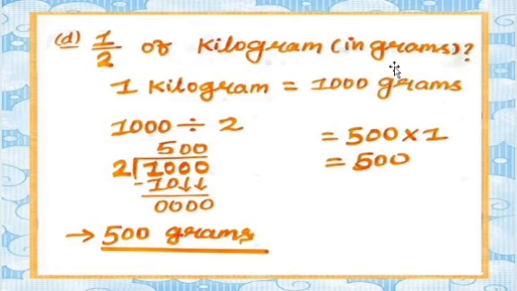Half of a kilogram. 1 upon 2 of a kilogram in grams means how many grams? 500 grams. Got my point, my dear students? Now we move on to the further question, question number E.